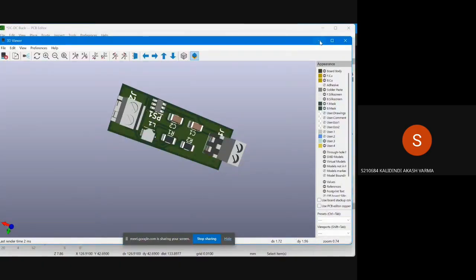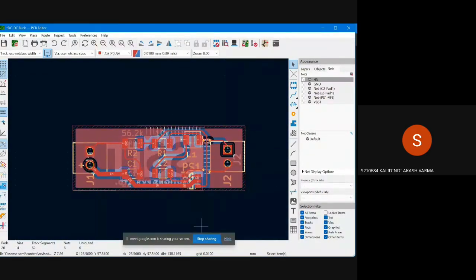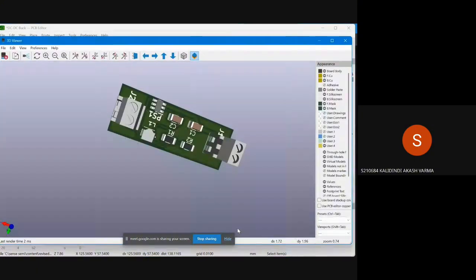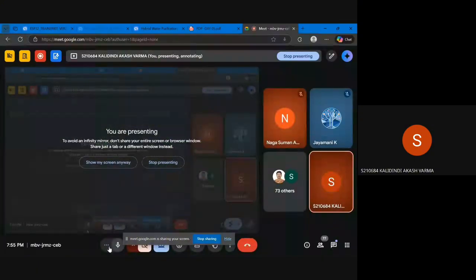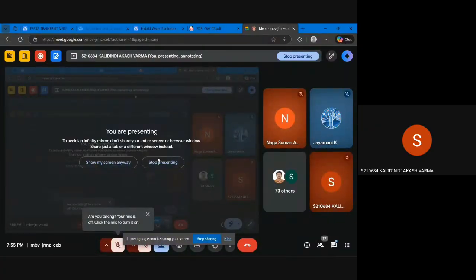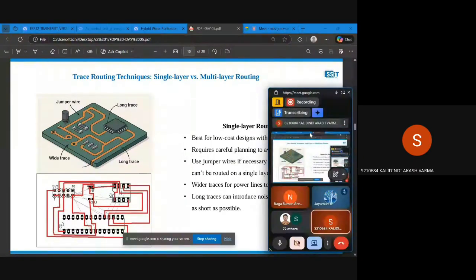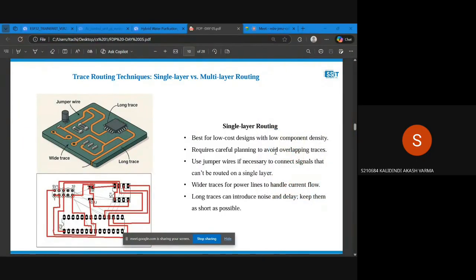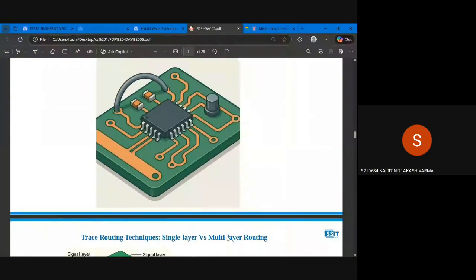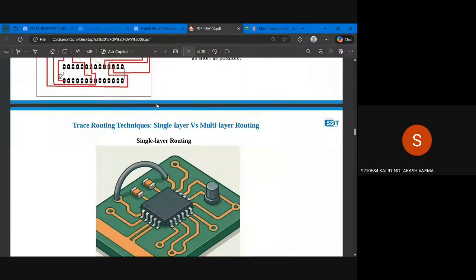Now we'll get back to our presentation again. That is about single layer. Physically, if any connection is required, we should go for a physical jumper connection, which is an unwanted thing.